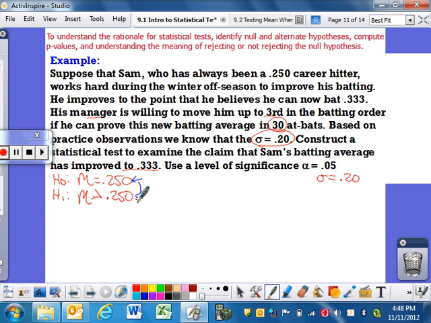All right, his level of significance. What's my magic number? 5%. So what I want to see is, did he actually get that? And that's what I want to know.